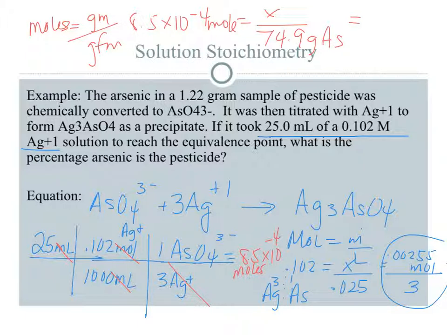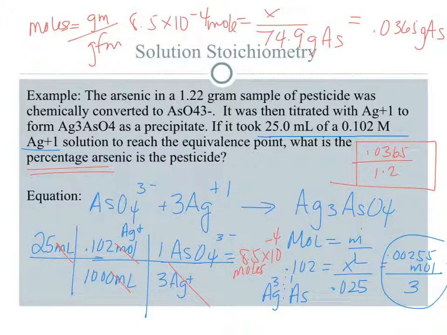And this is going to give me 0.03665 grams of arsenic. 0.0365. Okay, so they wanted to know the percentage. So that's simply part over whole, 0.0365 over 1.22 times 100. And when I do that, I get 5.2% arsenic.